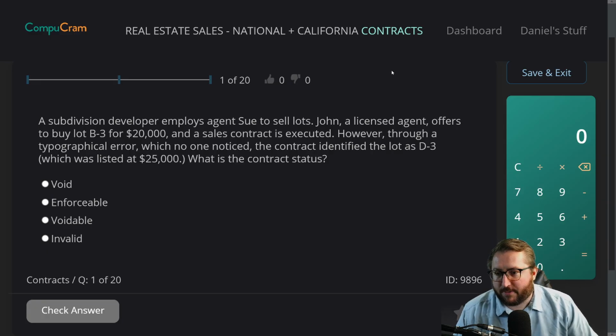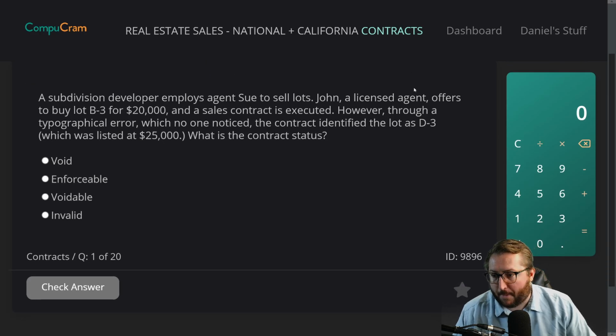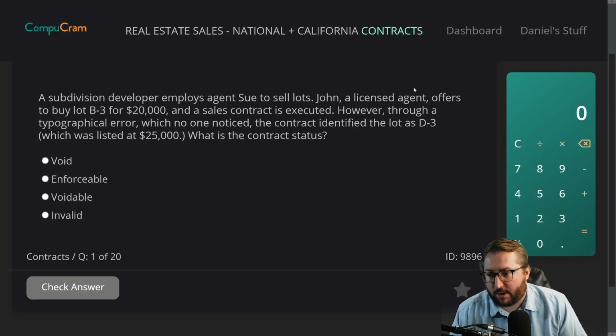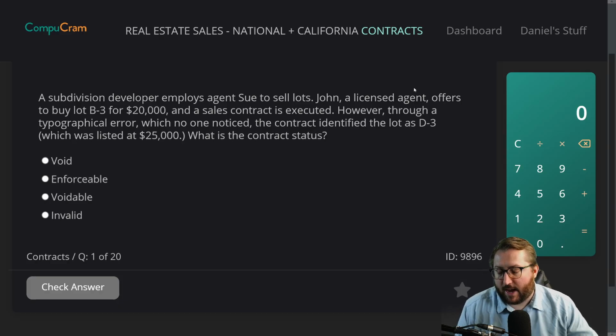Question 1, a subdivision developer employs agent Sue to sell lots. John, a licensed agent, offers to buy lot B3 for $20,000 and a sales contract is executed. However, through a typographical error, which no one noticed, the contract identified the lot as D3, which was listed at $25,000. What is the contract status? A, void, B, enforceable, C, voidable, D, invalid.